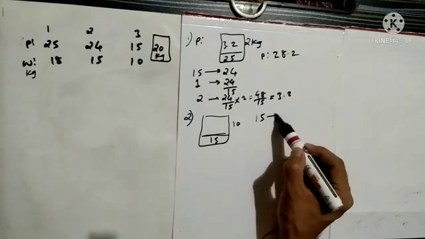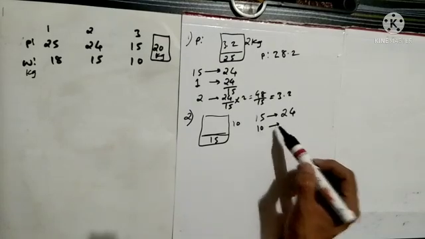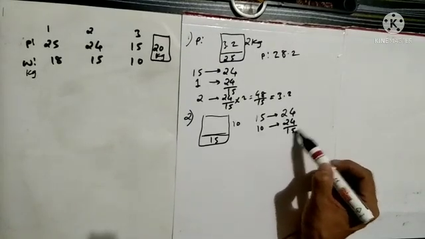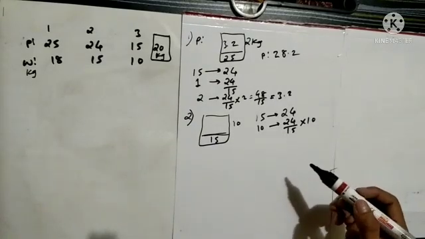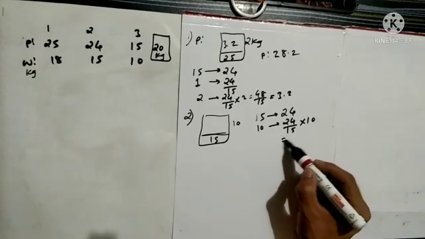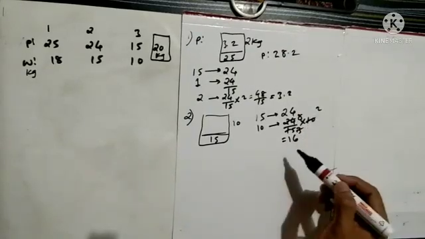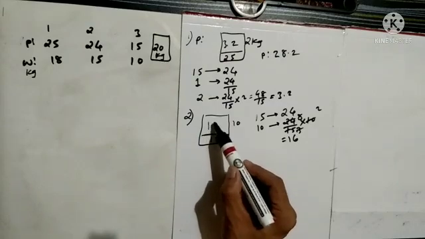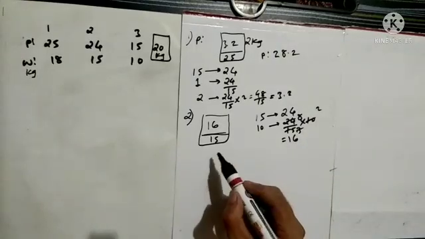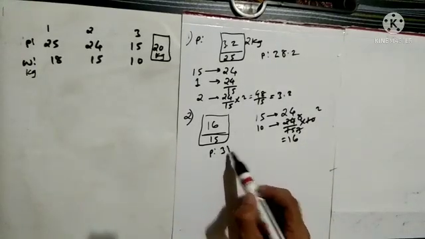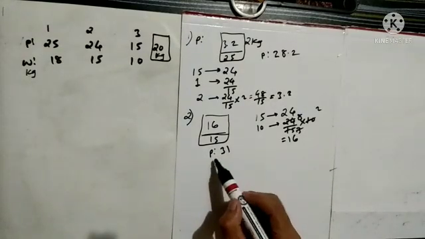In 15 kg of the second object we get a profit of 24. So in 10 kg of the second object we get a profit of 24 by 15 into 10. This is only the unitary method that you have already learned in your lower classes. It gives you 16. You can cancel by 3 and it is 8, so you get a profit of rupees 16. If you add, now my knapsack becomes full. What is the profit at the end? You are getting 31 rupees as profit.